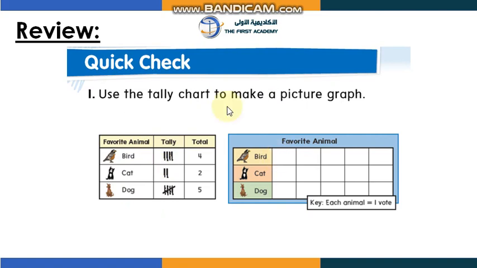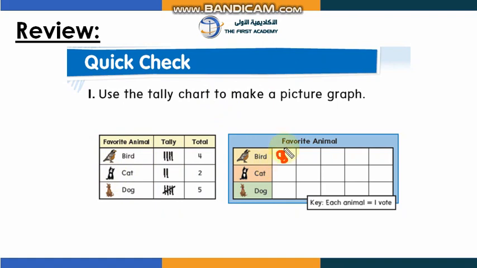So let me show you something. Here, for example, let's go to the bird. Let's say 4 plus 2 plus 5, who can tell me what is the total? What is the total? 11. So 11 people were surveyed. Let's check here. 4 people chose bird. So we're going to draw here.